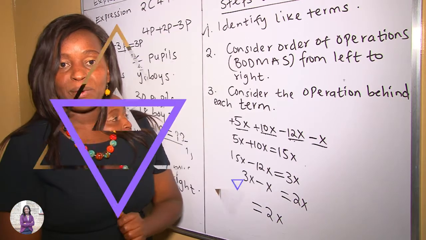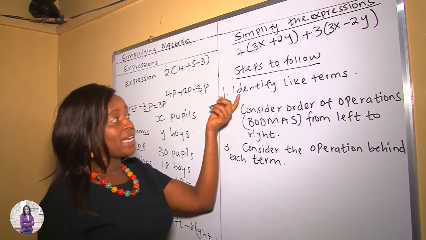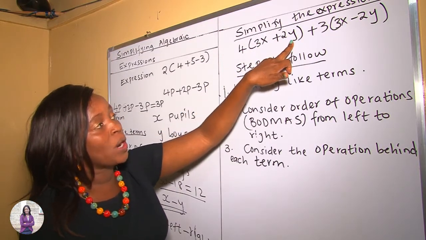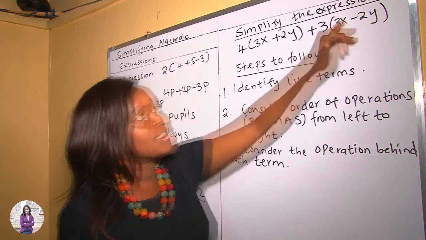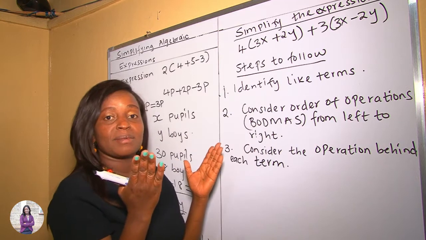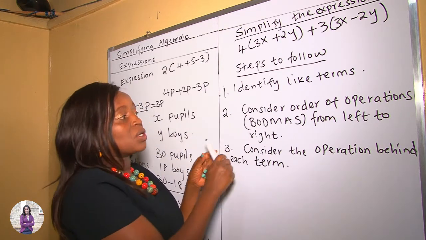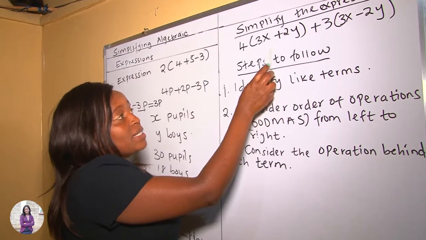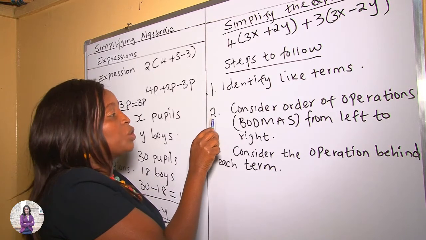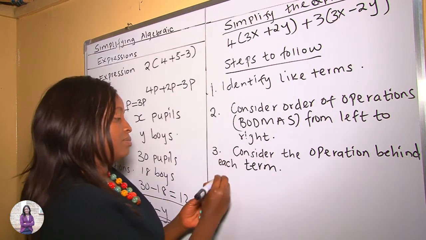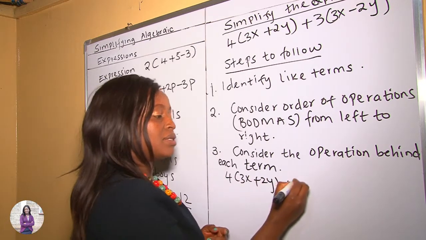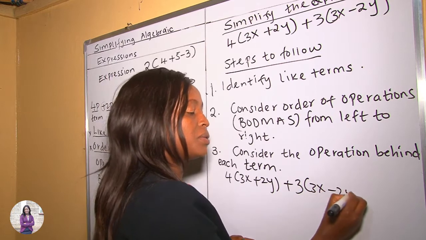Let's get another example. We follow the steps. That is step 1, identify like terms. Here we have 2 terms, that is 3x plus 2y. Here also we have 2 terms, that is 3x minus 2y. Therefore, in this question, we have 2 letters. The second step is consider order of operation, that is according to BODMAS. Therefore, first of all, we adhere to BODMAS, and the question is 4(3x plus 2y) plus 3(3x minus 2y).